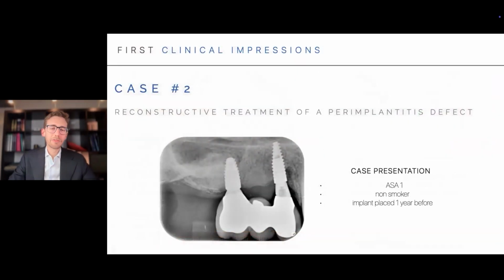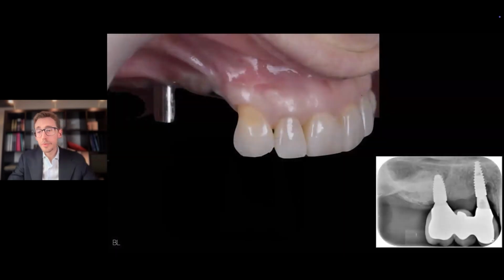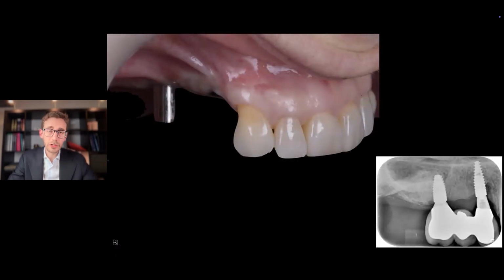But of course, aside from pure bone augmentation procedures, there are a number of regenerative scenarios where we wanted to test this technology. And in my mind, a particularly fascinating one was the regenerative treatment of peri-implantitis defects. And here, for example, you see the very first case of peri-implantitis that I treated with RegenFast. This was an implant in position 1.4, which was placed less than 1 year before my first visit.